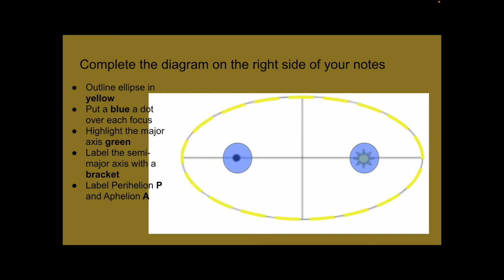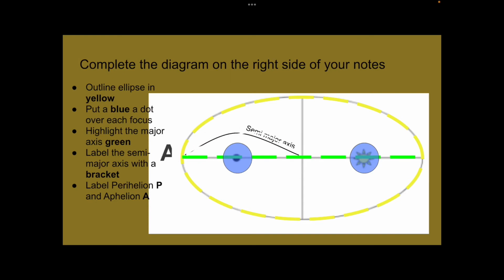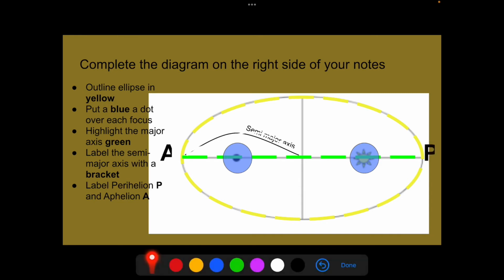Okay, as we go through labeling, the outside of the ellipse in yellow, that's just this entire oval. Each of these foci gets a blue dot. The major axis is all the way across, and then the semi-major axis is just, if you can remember, just half. Let me get this guy, there we go, just half. And then we have perihelion over here, it's the point closest to the sun, and aphelion would be over here, the point farthest away from the sun.